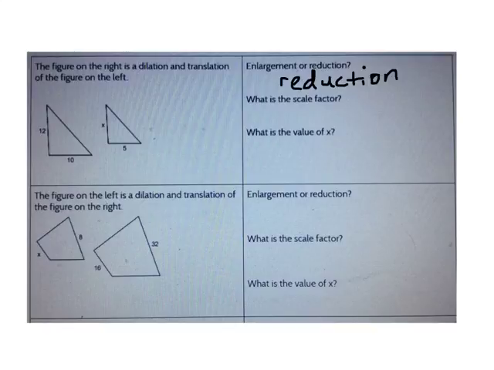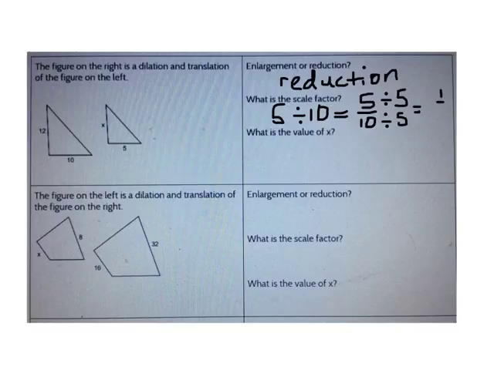To find the scale factor, I can divide 5 divided by 10, the side on my new figure by the side on my original. 5 divided by 10 can be written as the fraction 5/10. Now I can simplify. What's the largest number that's a factor of 5 and 10? 5 is. 5 divided by 5 is 1. 10 divided by 5 is 2. So my scale factor is 1/2.